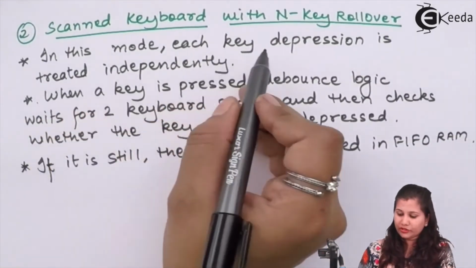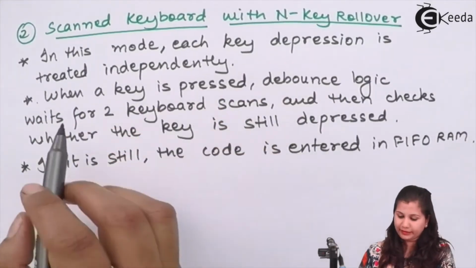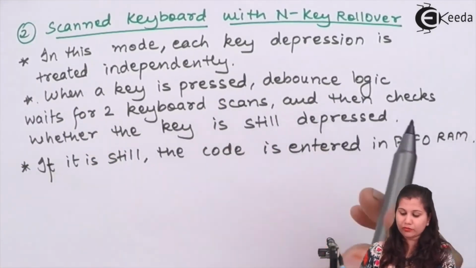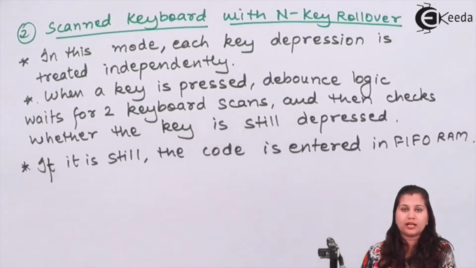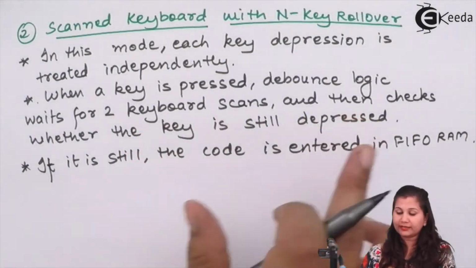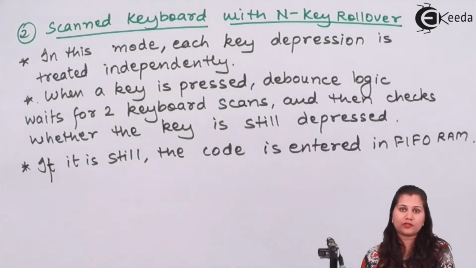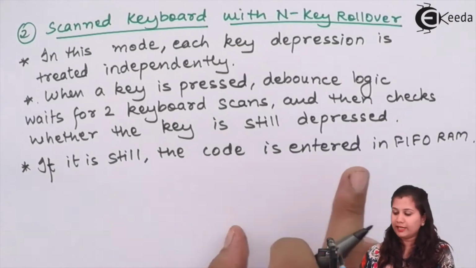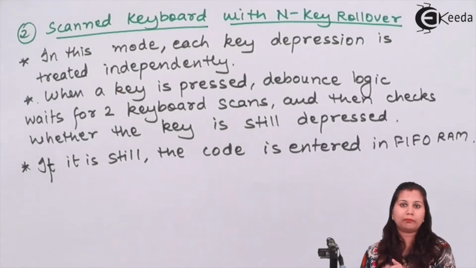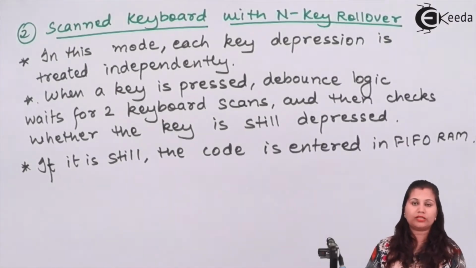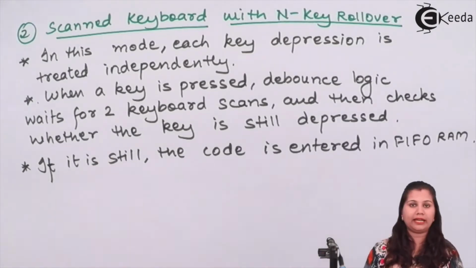Now in this mode, each key depression is treated independently. So when a key is pressed, the debounce logic is going to wait for the two keyboard scans. Okay, means after one scan, it will wait for two key scans, and it will check whether the key is still pressed or not. If it is still pressed, then the code of that key will be entered in FIFO RAM, otherwise it will not be stored. So if the key has to be pressed up till the two keyboard scans, then only its code will be entered.